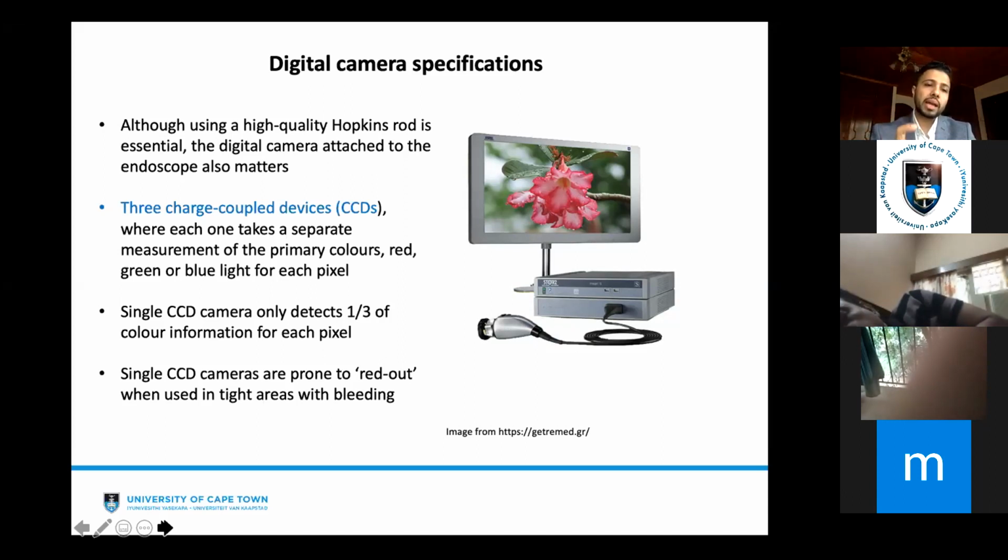But if you compare that to the single CCD cameras, they only detect about 1/3 of that color information for each pixel. So the disadvantage of this, for example, is that if you are with the endoscope in tight areas that are prone to bleeding, you immediately get a red out. And that obviously is something that you do not want.